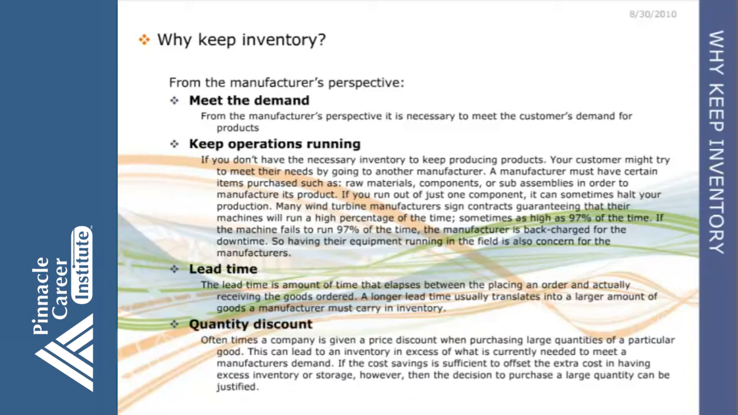Quantity discount. Oftentimes, a company is given a price discount when purchasing large quantities of a particular good. This can lead to an inventory in excess of what is currently needed to meet a manufacturer's demand. If the cost savings is sufficient to offset the extra cost in having excess inventory or storage, however, then the decision to purchase a large quantity can be justified.